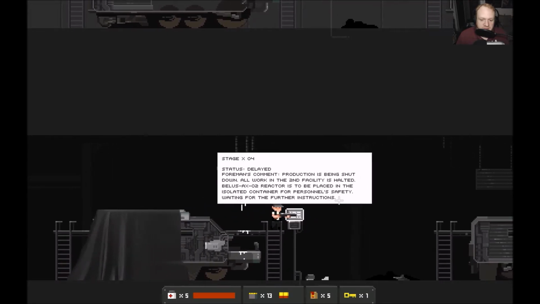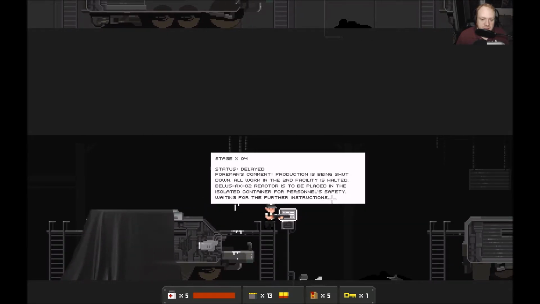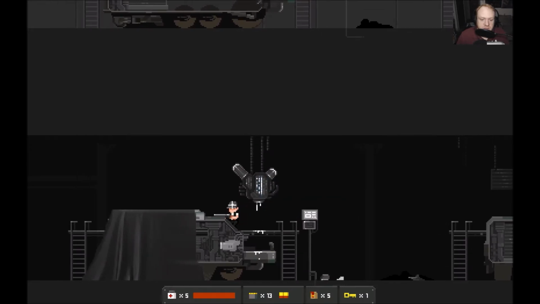Stage 4, status delayed. Foreman's comment. Production is being shut down. All work in the second facility is halted. Bellus AX-02 reactor is to be placed in the isolate container for personnel safety, waiting for further instructions.